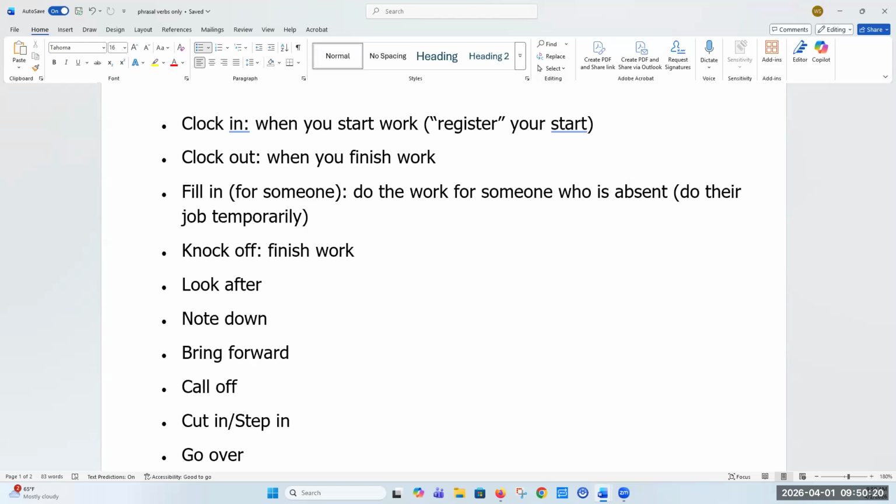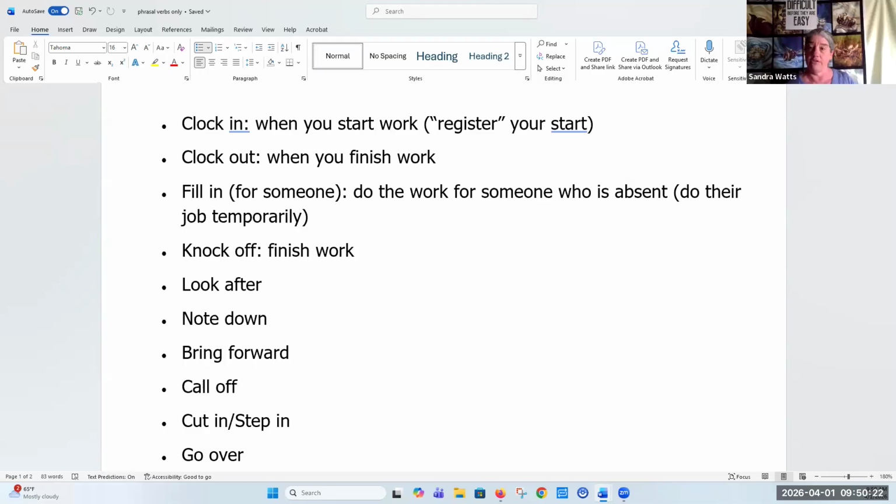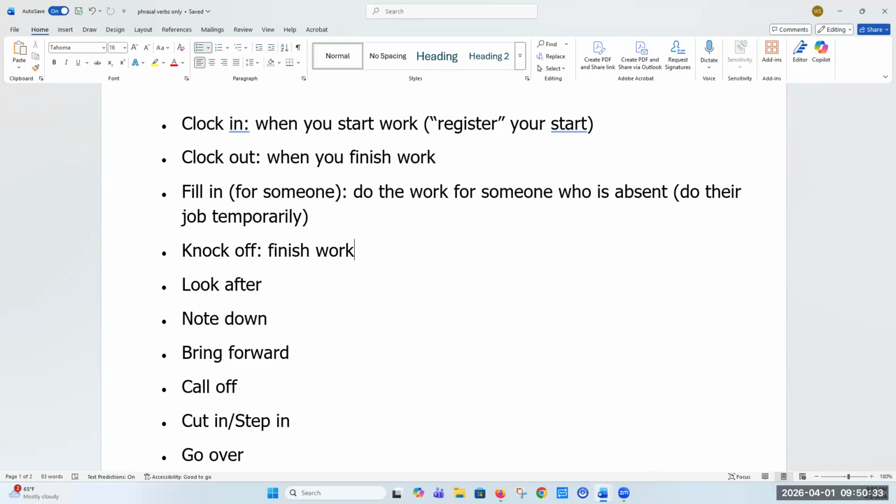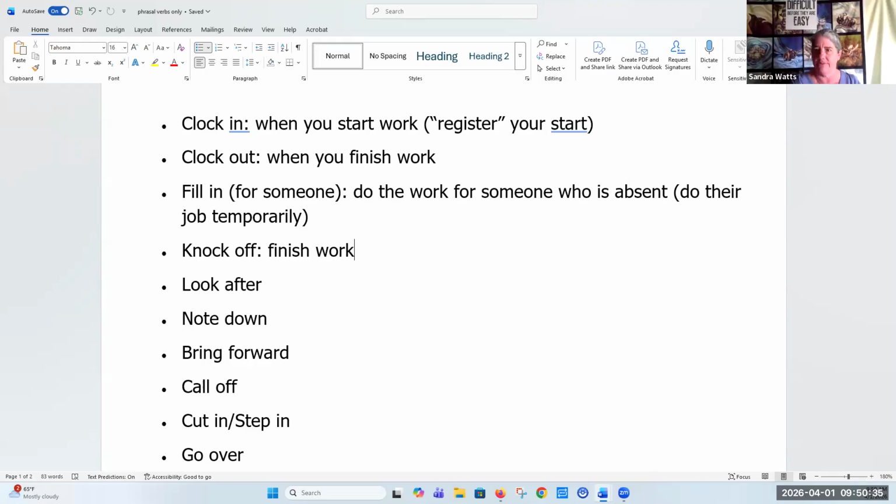So knock out is like you hit somebody and they're unconscious. Or you could even say, I took a sleeping pill and it knocked me out. Okay, so again, another phrasal verb, the same verb, knock, but if you use a different preposition, a different phrase, then it's going to have a different meaning. And that's kind of the point of the lesson, right? So knock off is just finished work.